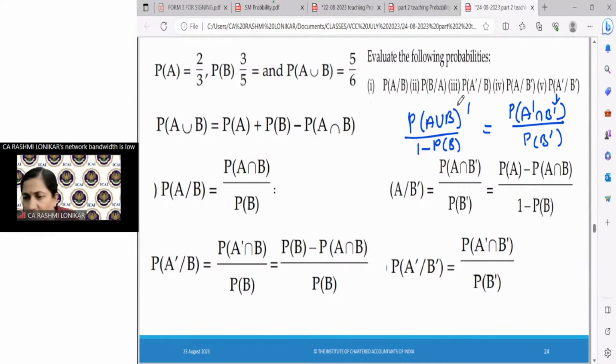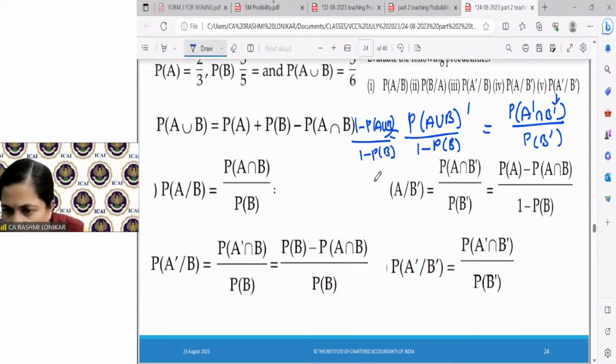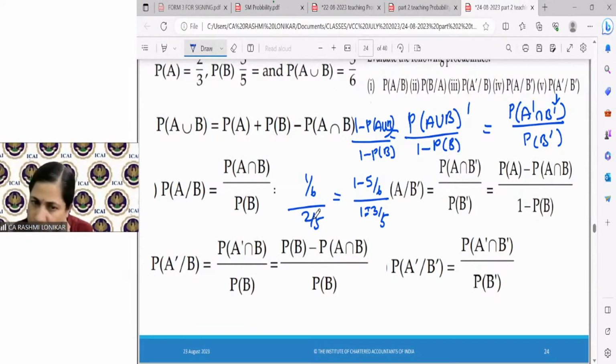And P of A union B dash will be again what? 1 minus P of A union B. So this is equal to 1 minus P of A union B upon 1 minus PB. Okay, how much is this? P of A union B is 5 by 6. So 1 minus 5 by 6 upon 1 minus 3 by 5. So this is equal to 1 by 6 upon 2 by 5, which is equal to 1 by 6 into 5 by 2. So this is equal to 5 upon 12.